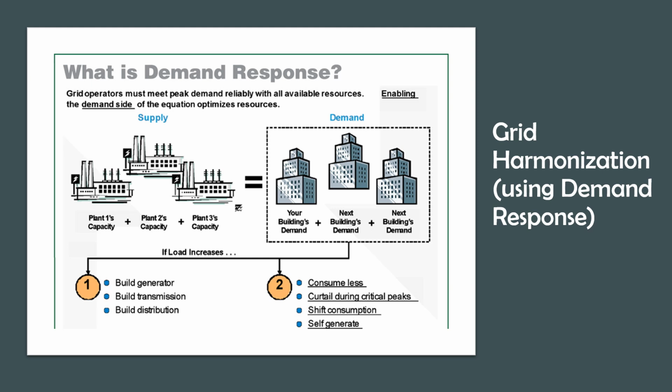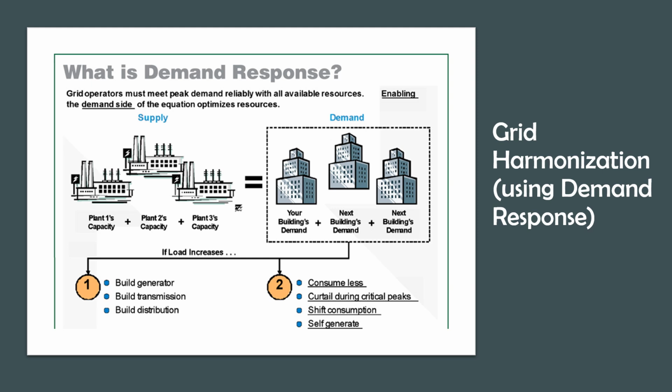The next credit is grid harmonization using demand response. This credit has the possibility of gaining 2 points. The intent of the credit is to increase participation in demand response technologies and programs that make electricity more affordable and more efficient by shifting your demand to times when the demand is lower, thus reducing the need to build additional power plants. As energy demand increases, we can meet peak demand in 2 ways.